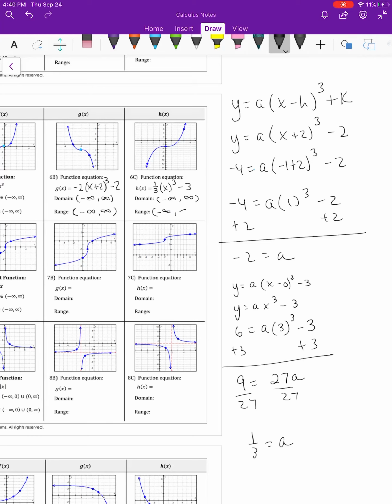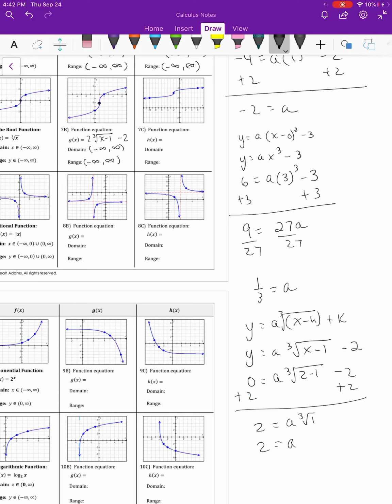And now we're going to put a point in. How about the point 2, 0? I'm going to add 2 to both sides. And I've got a times the cube root of 1. So that's just a is 2. So now we can rewrite it. We've got our 2 times the cube root of x minus 1, and then minus 2. Our domain is -infinity to +infinity. Our range, -infinity to +infinity.